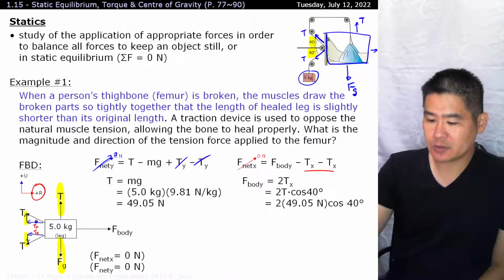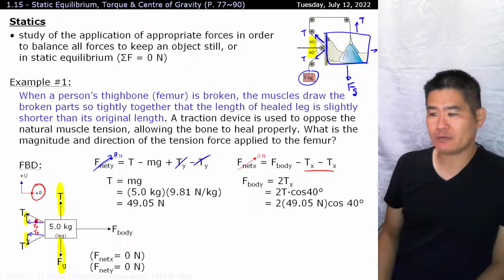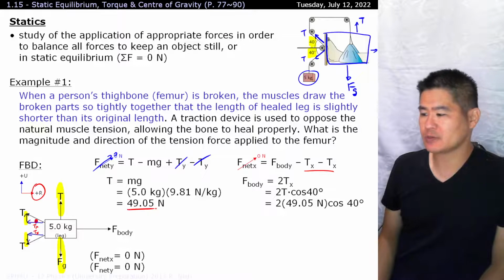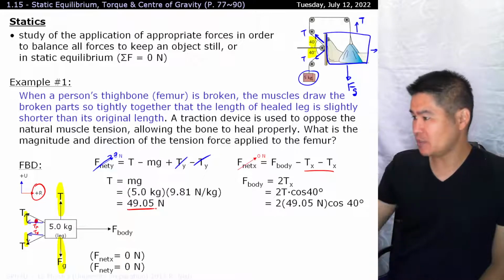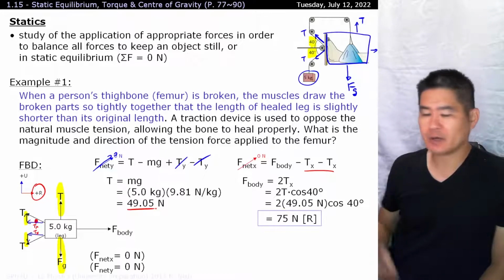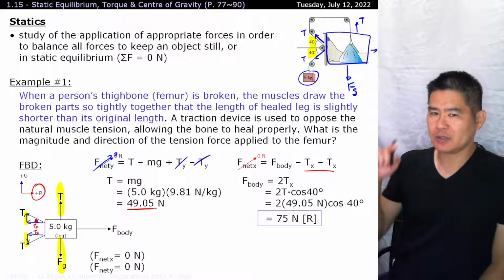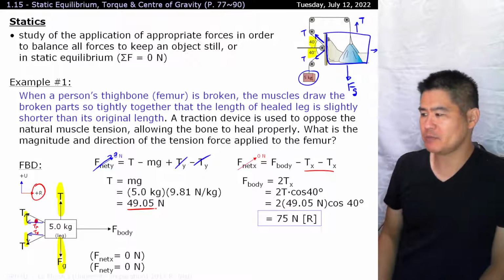T of x is equal to, as it's adjacent, the cosine of 40. So the tension of 49.05 times the cosine of 40, double it up as there's 2 going to the left. The force of the body must be pulling towards the right at 75 newtons. Okay, so we found out the tension applied to the femur. We also found out the amount of force that the body is withholding, because if the body can't sustain that, then you're going to be dragged towards the left, and that won't be fun.